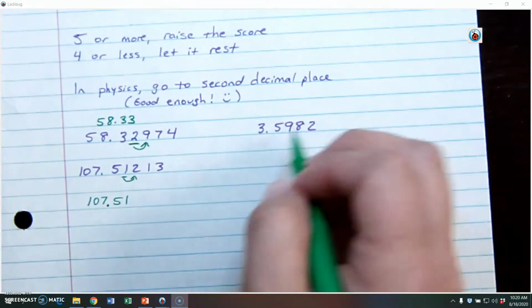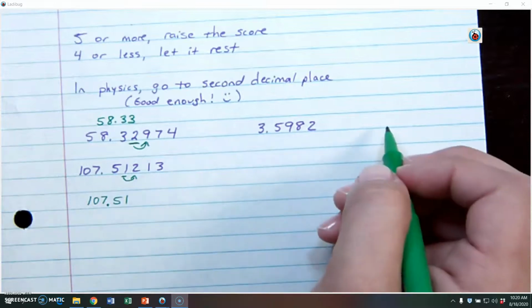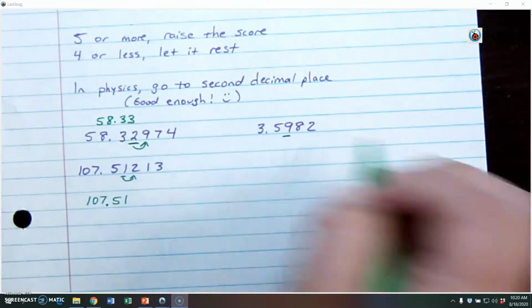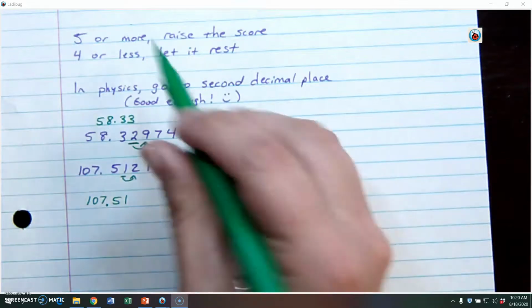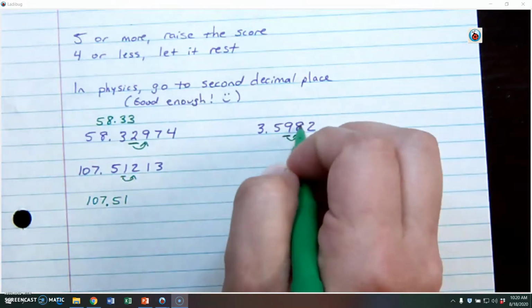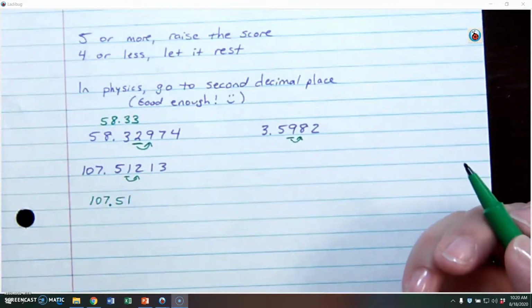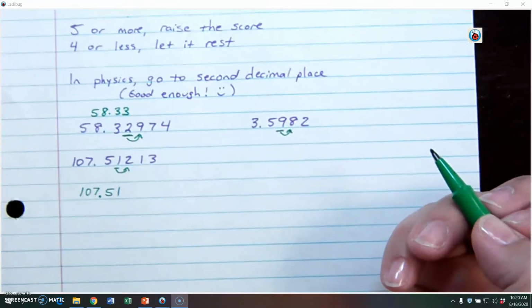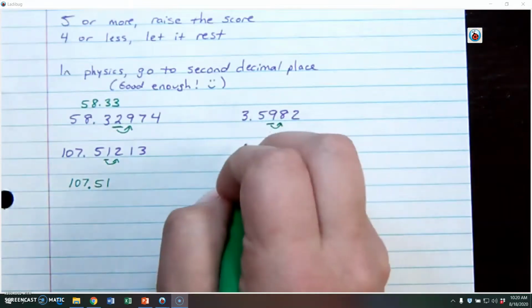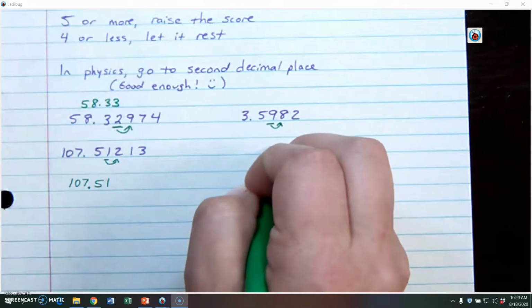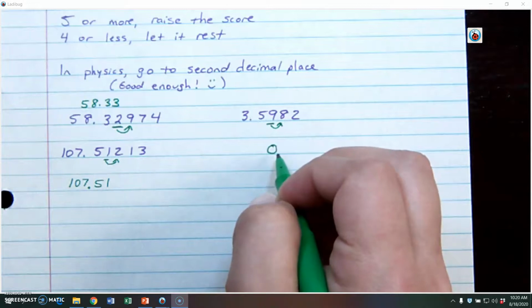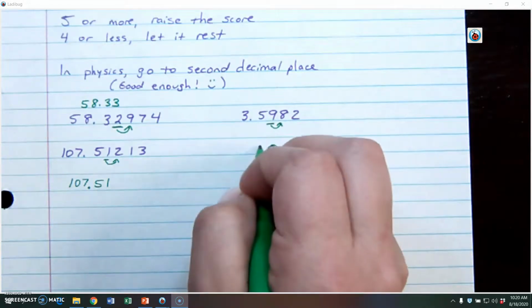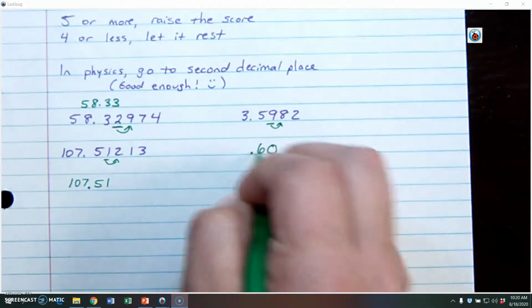Okay. Let's look at one more. We've got 3.5982, and so on. We're going to affect the 9 here. Look behind it at the 8. The 8 is 5 or more, so we're going to raise the score. Now, what happens when you raise a 9? It becomes 10. So we are going to make that 9 a 0, but what happens to the 1? The 1 gets added to the 5.